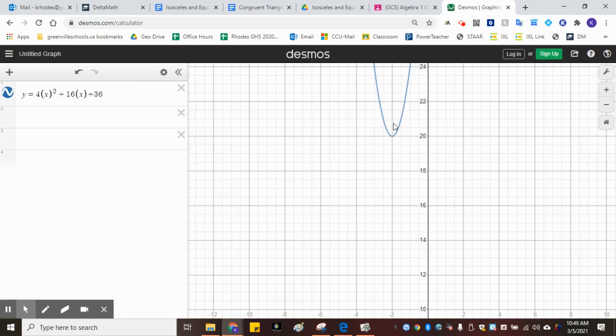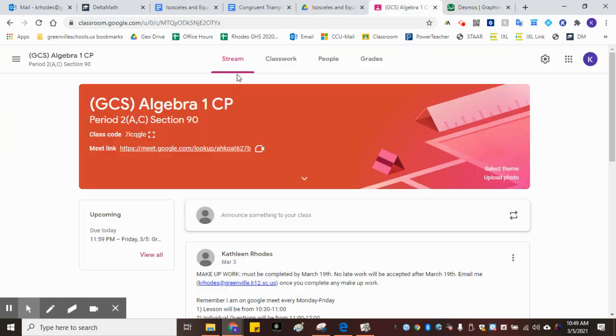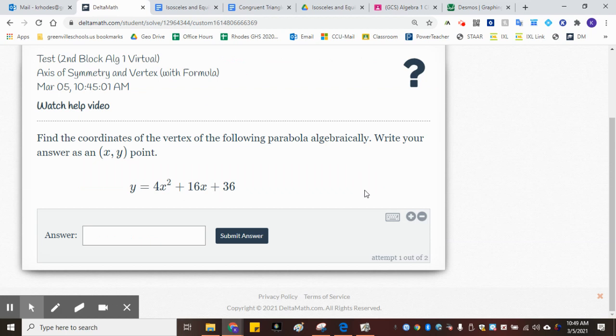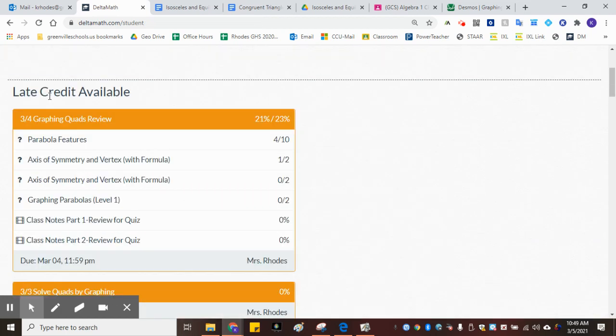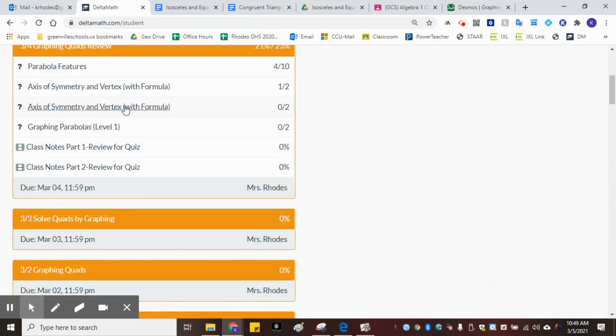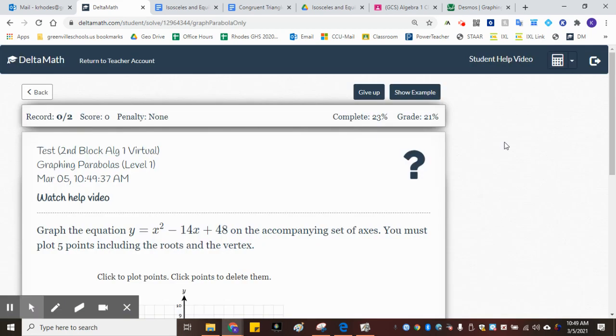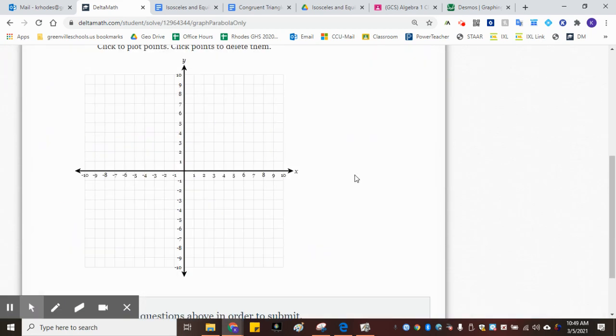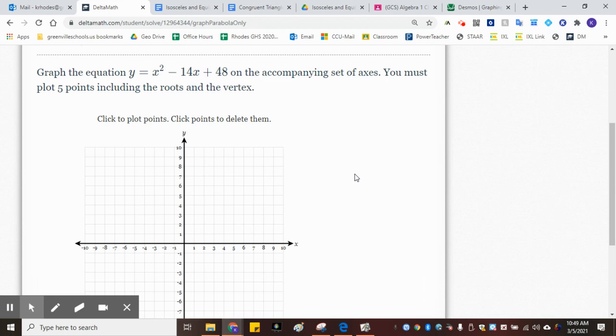Negative 2, 20. So we got it right. Okay. Let's do one where we graph, and then I'll let you take a quiz.